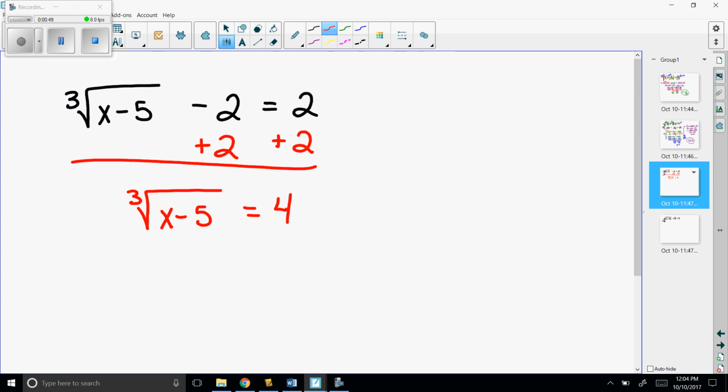Now there's another way you could write that problem. You could think of it as x minus 5 with the root in the denominator of a fractional exponent. So x minus 5 to the 1/3 power is equal to 4. That's the same thing. I don't care which way you look at it, but how do you get rid of a cube root? You cube it. If it were a square root, you would square it. If it's a cube root, you're going to cube it.